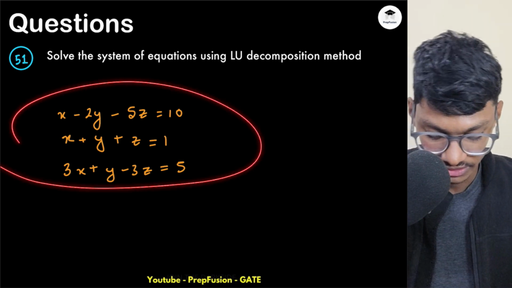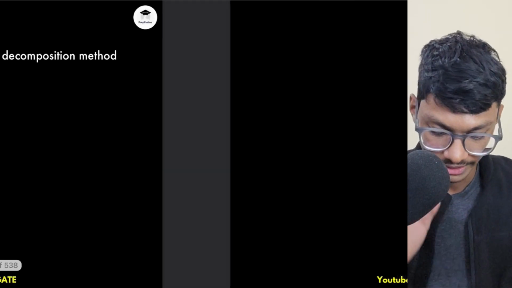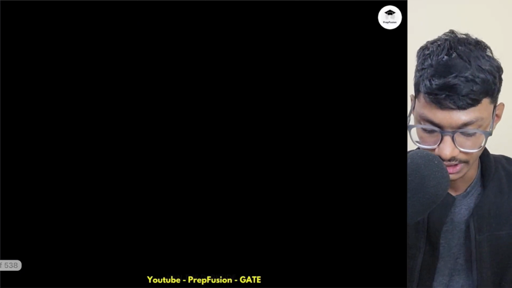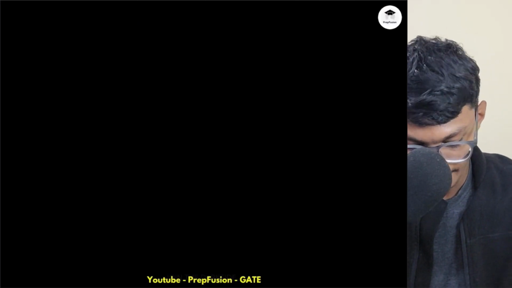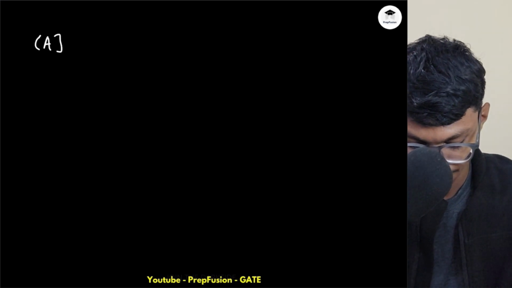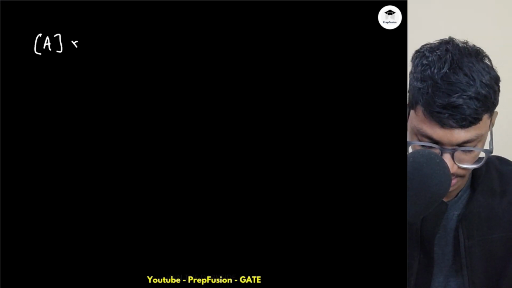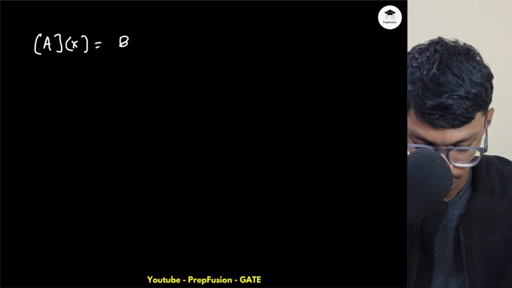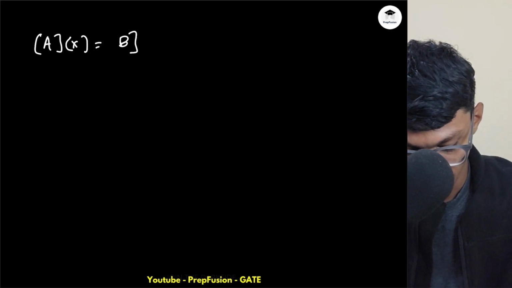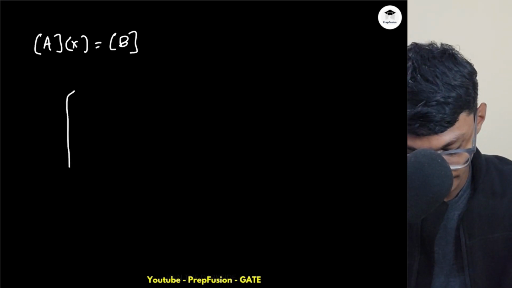Okay, so basically we have this system of equations, right? First what we'll do, I will write the A, B matrix, all those things. So what is my matrix? Basically my equation is Ax equals B, right? Ax equals B. So what is my A matrix?